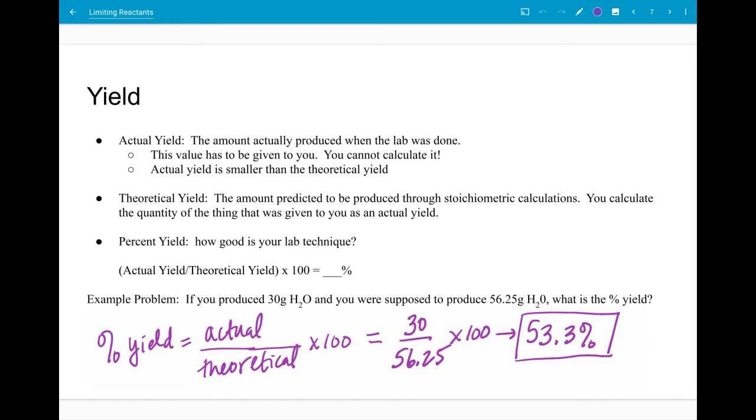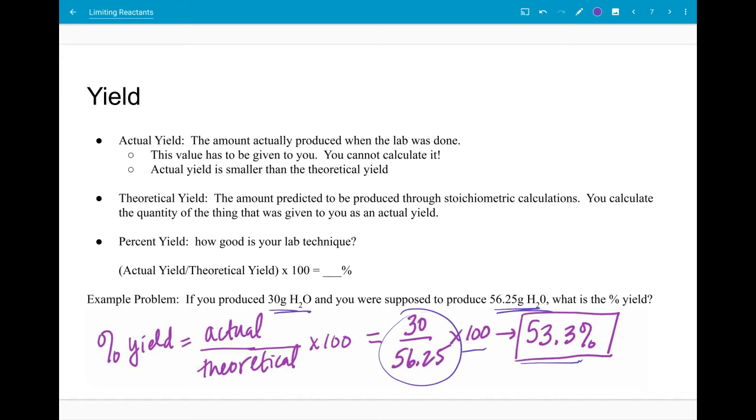You calculate the quantity of the thing that was given to you as an actual yield. So to find your percent yield, you take your actual divided by your theoretical times 100. So here's an example problem. You produced 30 grams of water. You're anticipating to produce 56.25 grams of water. What is the percent yield? So we just divide those two numbers, multiply by 100, and we found it to be 53.3%.